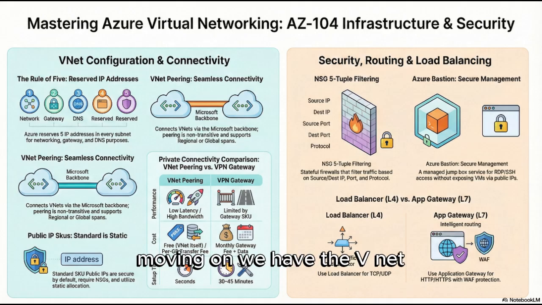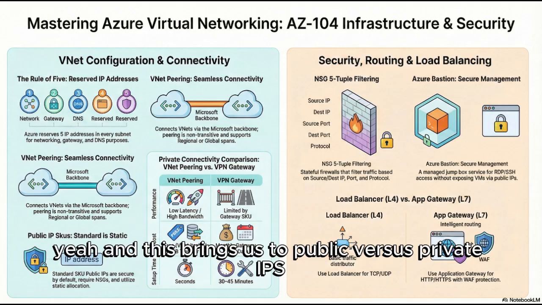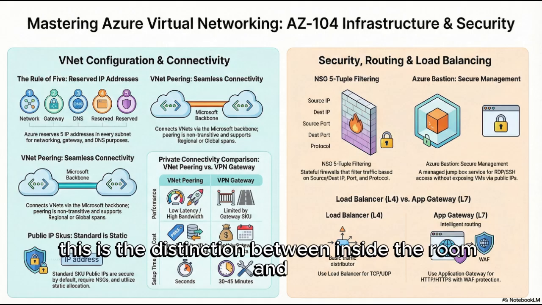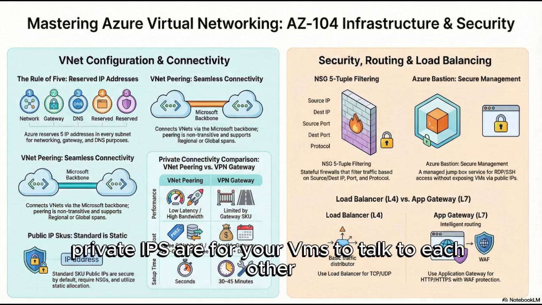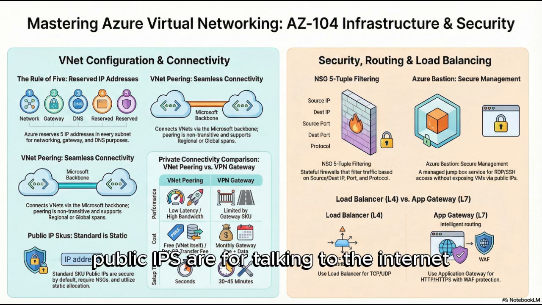Okay, moving on. We have the VNet. We've sliced it into subnets. Now, my servers need to talk to the world. And this brings us to public versus private IPs. This is the distinction between inside the room and shouting out the window. Private IPs are for your VMs to talk to each other. Azure handles this with DHCP automatically. Public IPs are for talking to the internet.